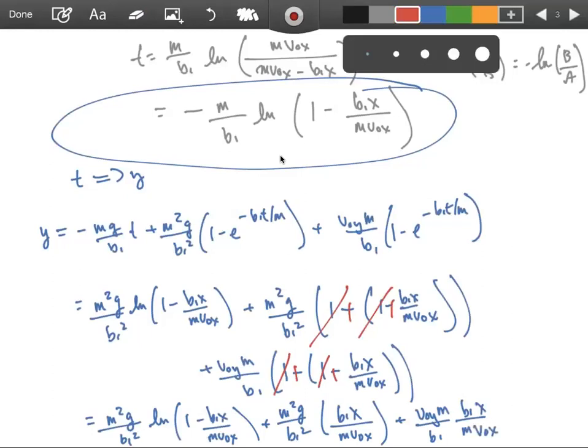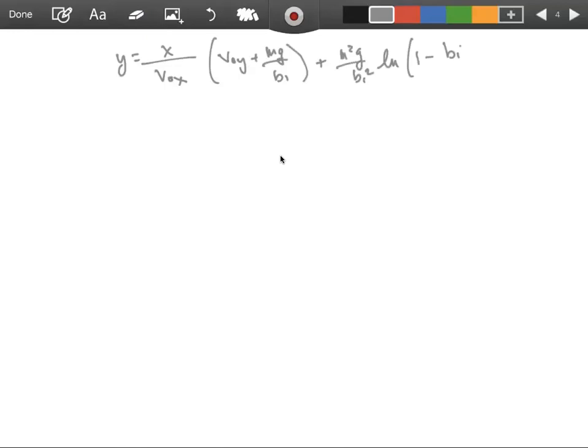Good. So let's cancel some terms here. This b1, of course, is going to cancel one of those. This m is going to cancel one of those. Here, this m cancels that one. That v cancels that one. Okay, so good. So let's finally simplify and pull some terms together. So what I finally get then is that y is equal to x divided by v initial x times v initial y plus mg divided by b1, plus m squared g divided by b1 squared times the natural log of 1 minus b1 x divided by m v initial x.